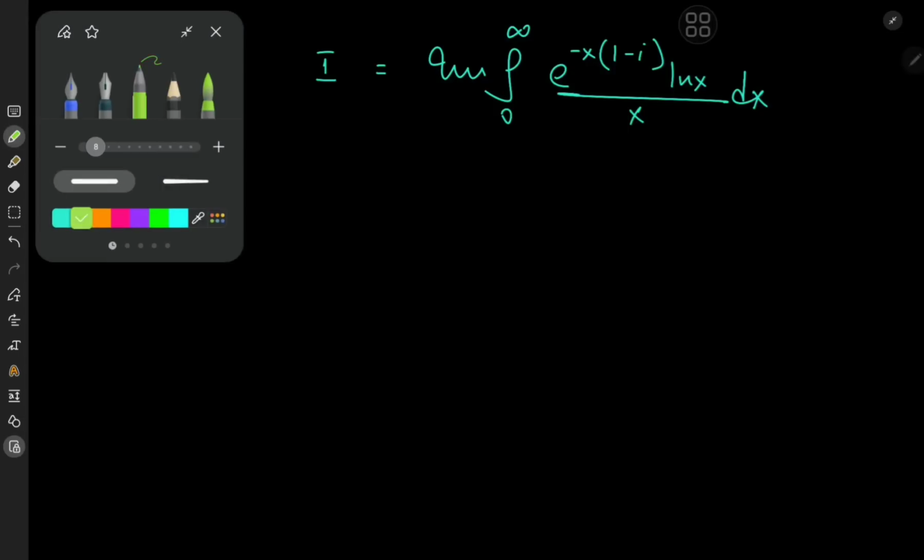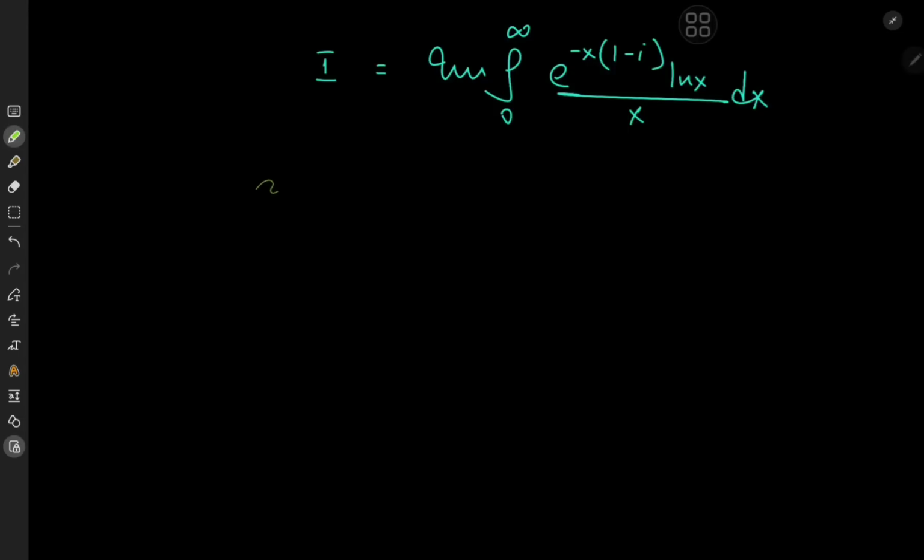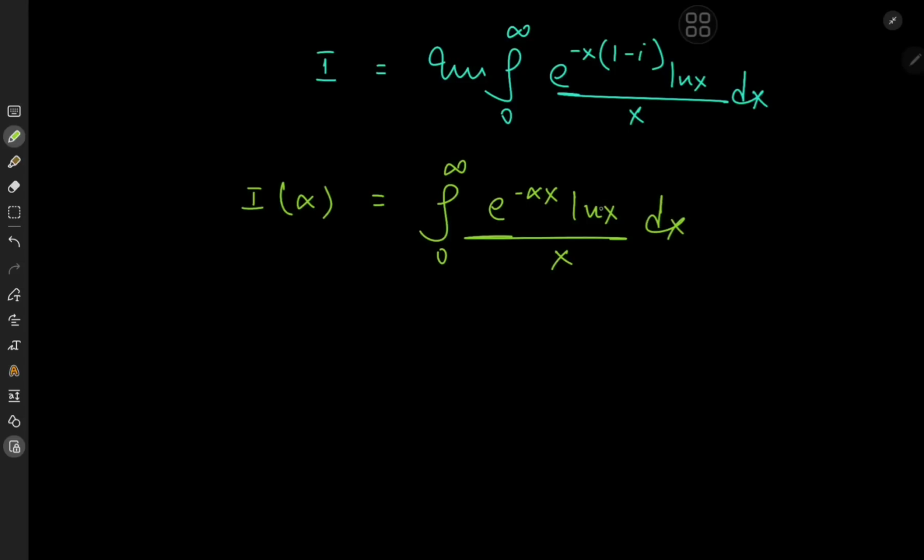Now we'll adopt a Feynman's trick approach and define the integral function I of some parameter alpha as the integral from 0 to infinity of e to the negative alpha x times log x divided by x dx, where for convergence purposes, we need the real part of the alpha parameter to be positive.